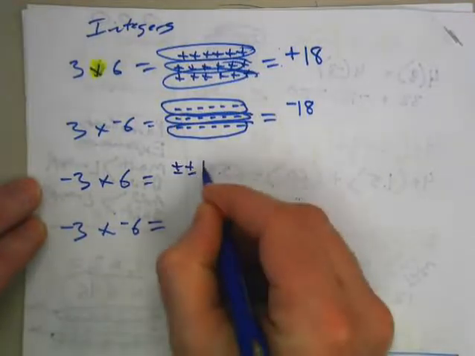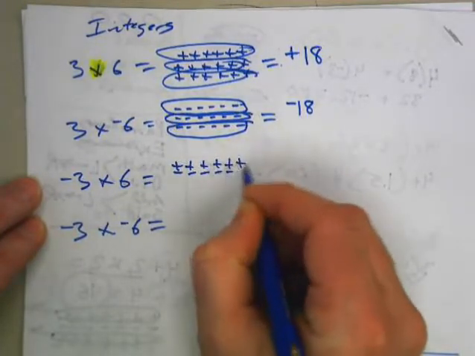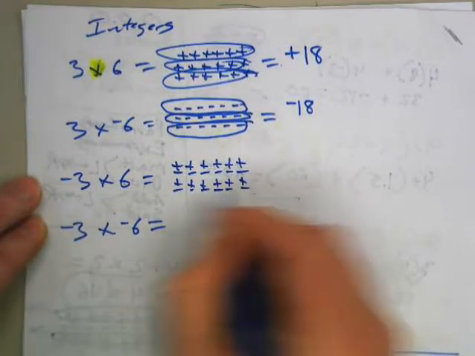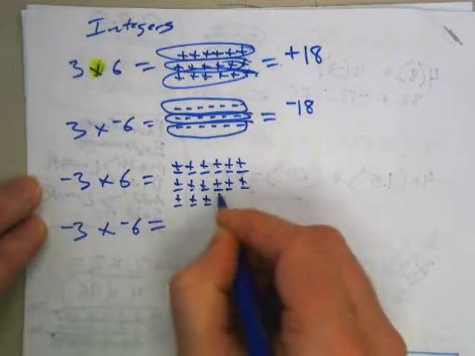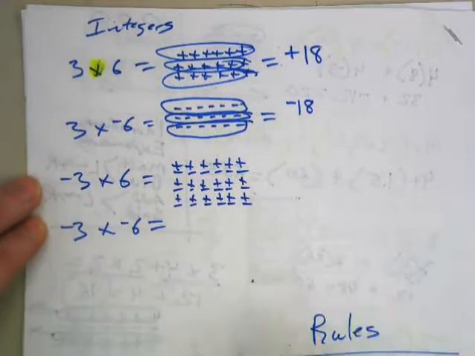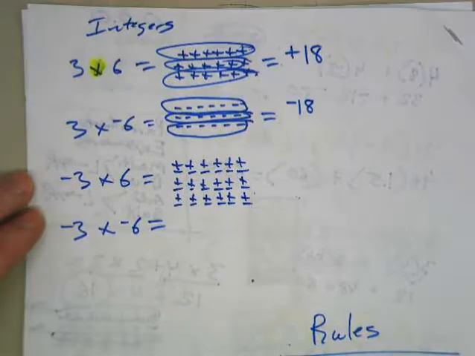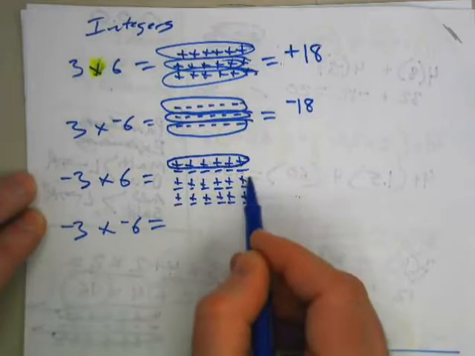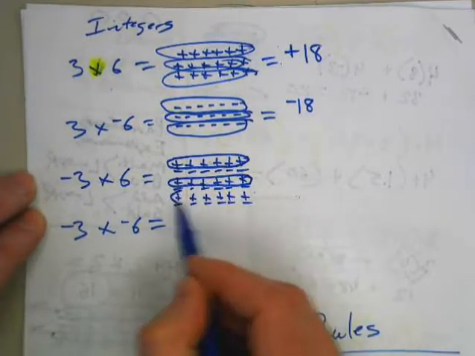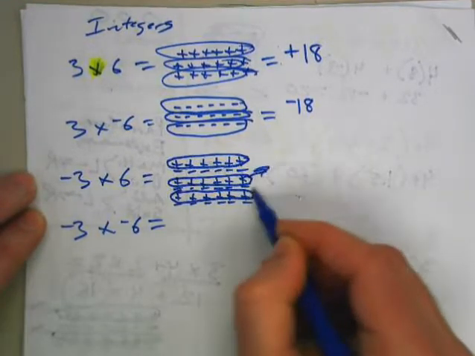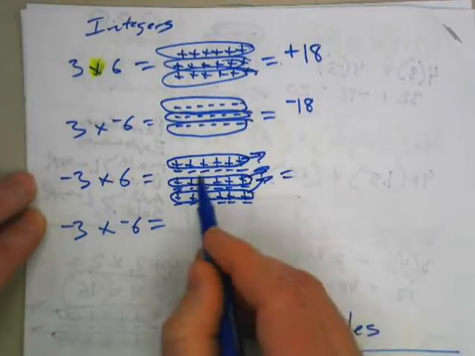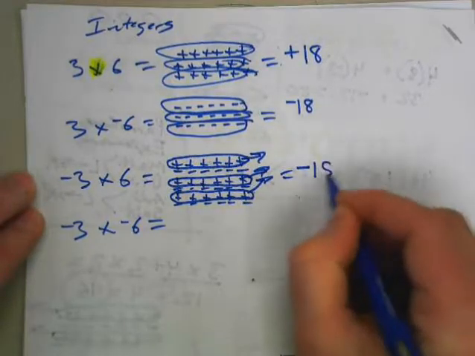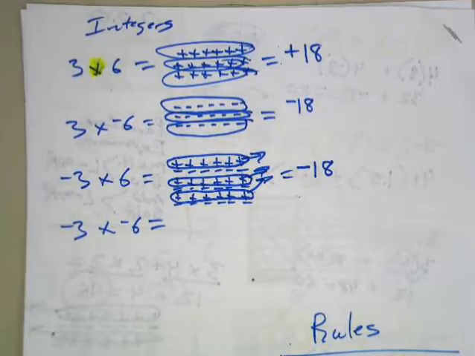1, 2, 3, 4, 5, 6. And I am going to take off my board 3 groups of positive 6. 1 group of positive 6, 2 groups of positive 6, 3 groups of positive 6. And when I take those off my board, I am left with what's left behind when you take away the positives? The negatives. Negative 18. And that's your answer.